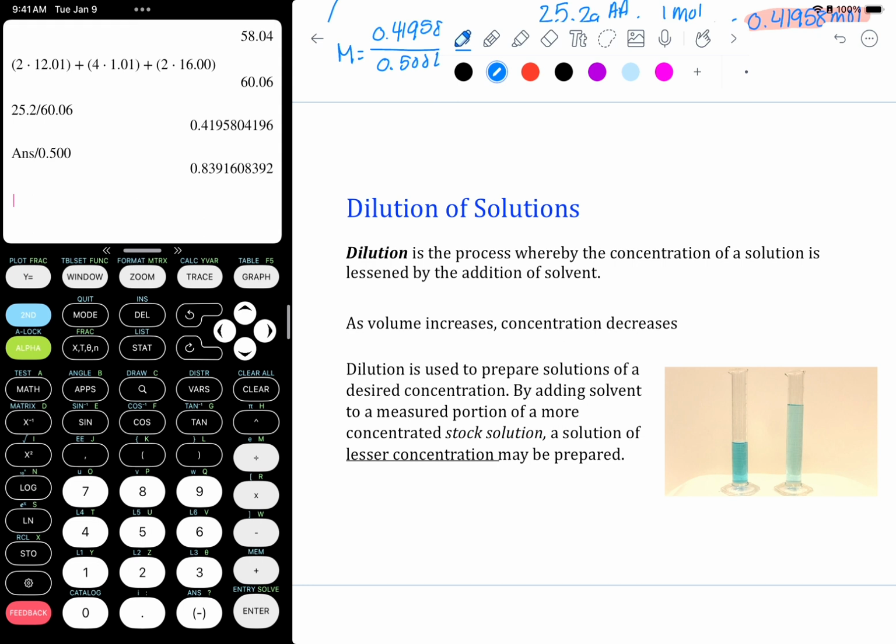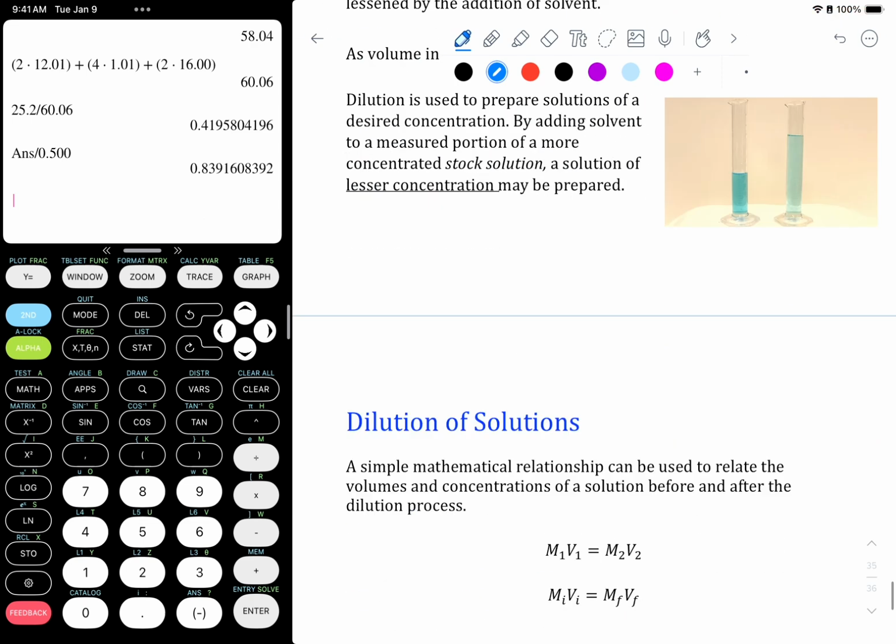We are just adding more solvent so that in our molarity calculation, our denominator, that value for volume, is now increasing. If our moles stay the same and our volume increases, that automatically means that our molarity is going to decrease. So in a dilution, as the volume increases, the concentration is going to decrease.